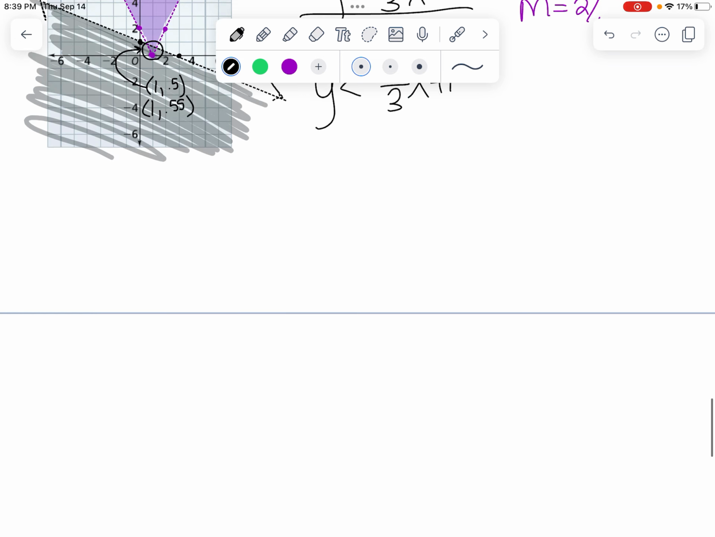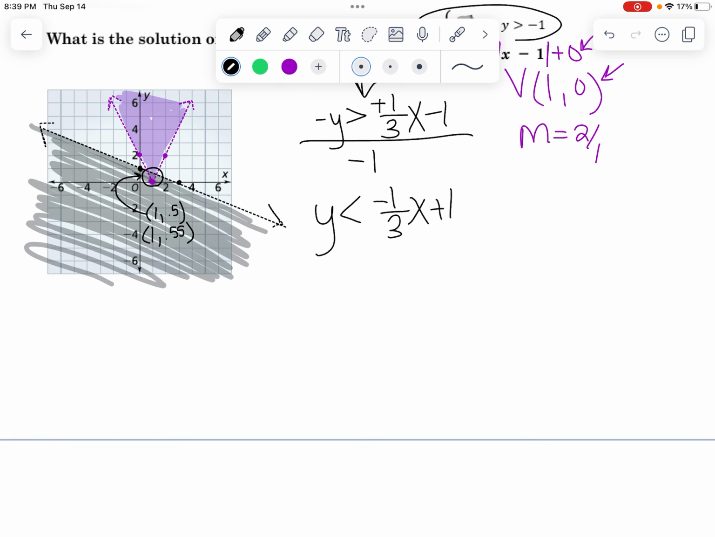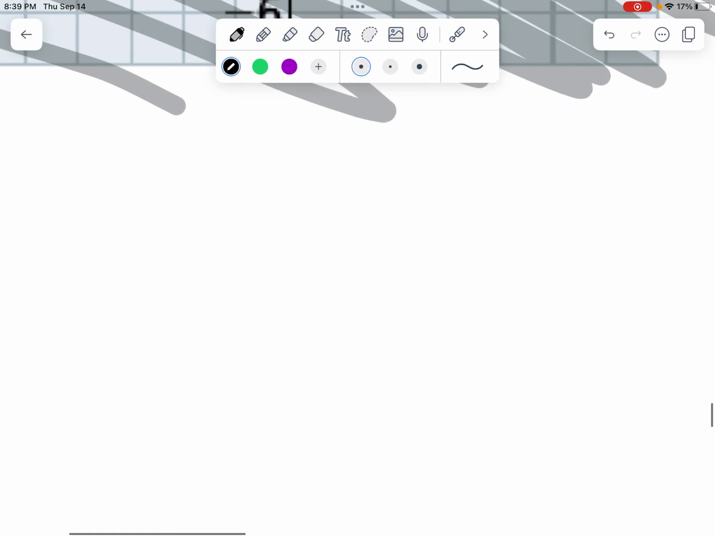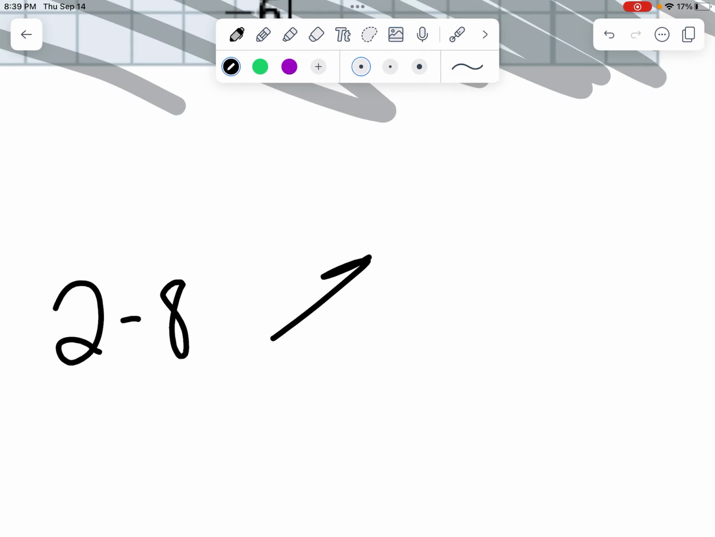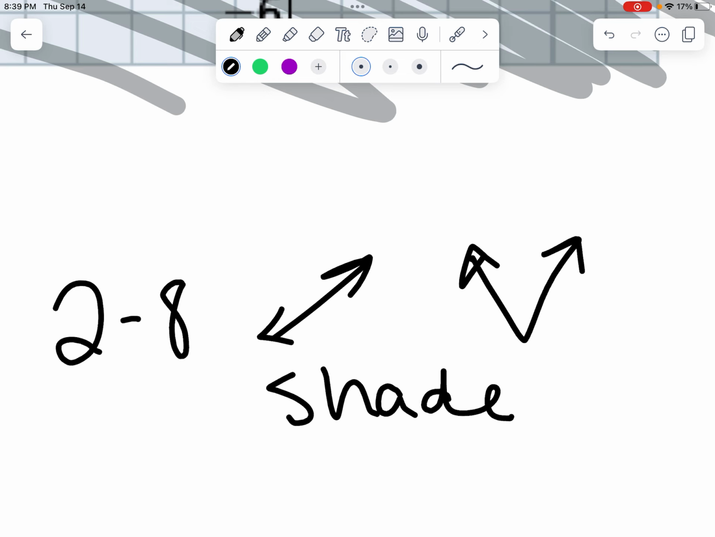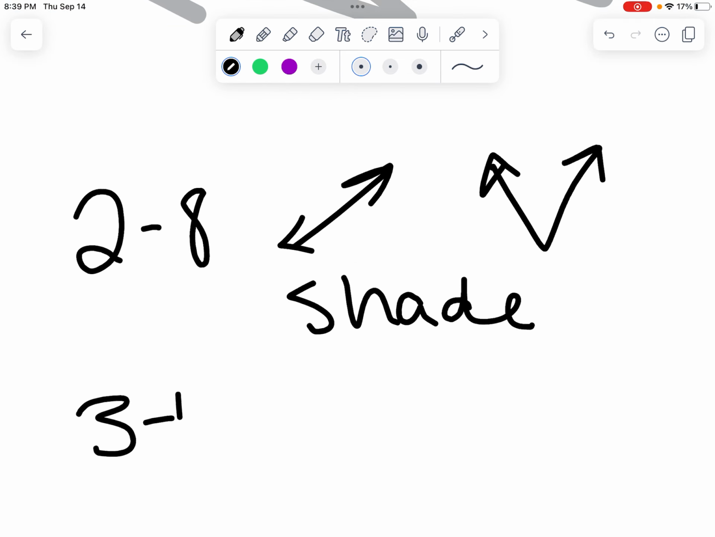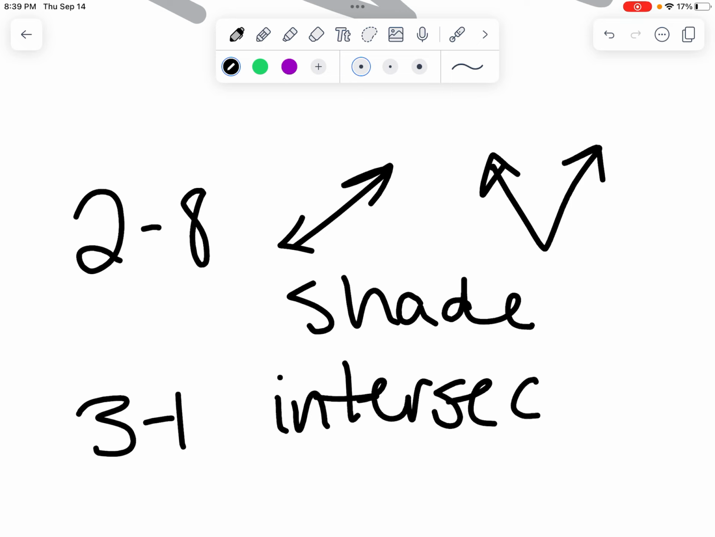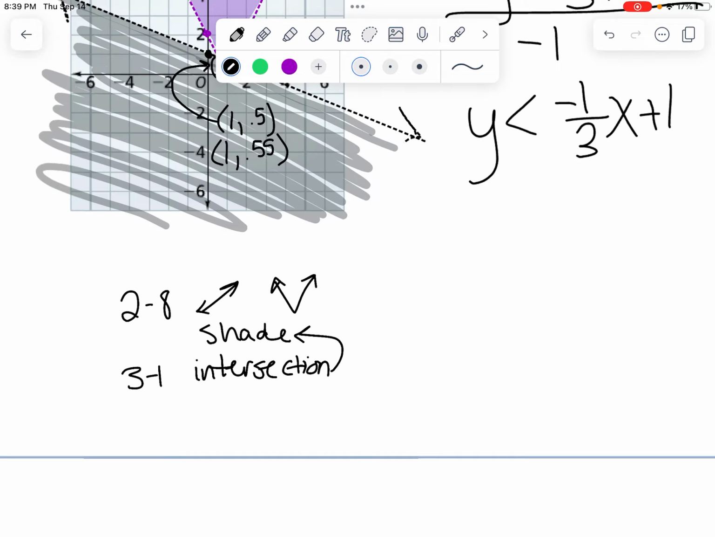All right, so here's your goal, guys. Number 1, are you able to do what you did in chapter 2? In 2-8, are you able to graph lines? Are you able to graph V's? And are you able to shade? And then we bring that together with 3-1. It's where the intersection happens. And in inequalities, it's the intersection of the shading.